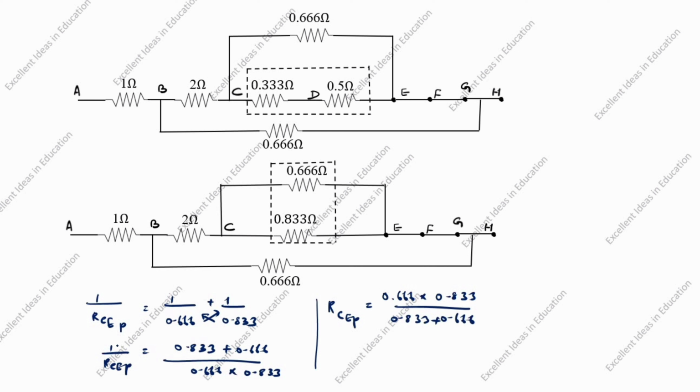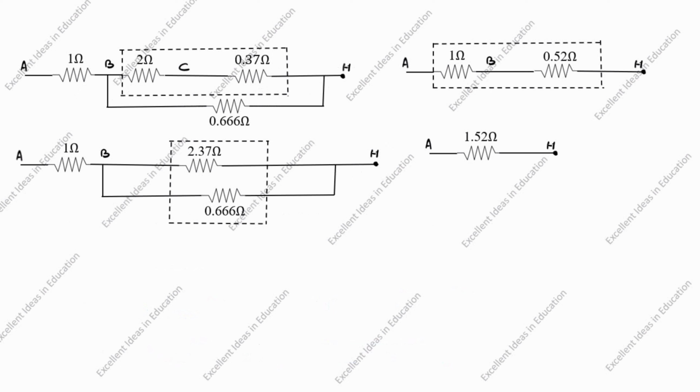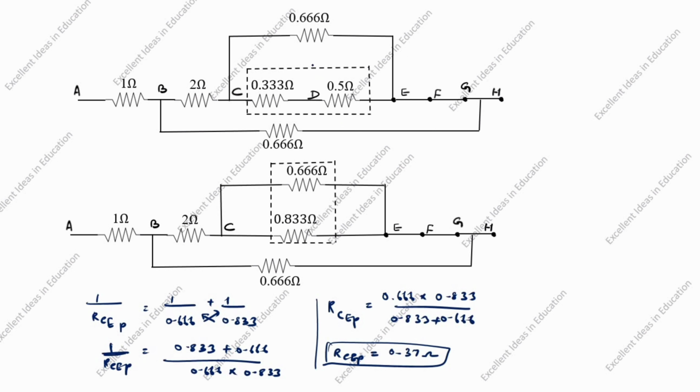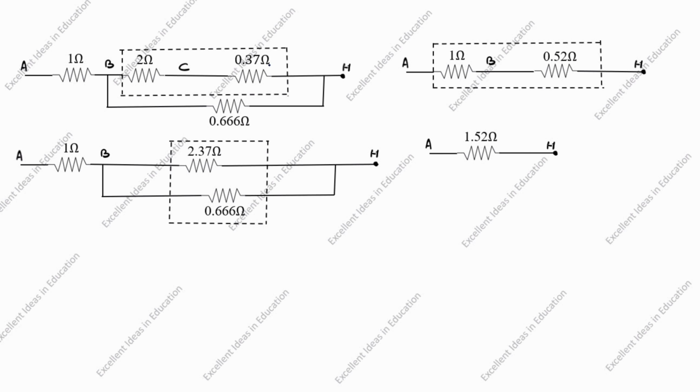You will reverse. You see 1 by RCEP is this one. RCEP means you can reverse this, equal to 0.37 ohm. So RCEP is 0.37 ohm. You see here 0.37 ohm. Up to this finished. So this is 0.37 ohm. You see this and this is series. You see this circuit is in series combination.